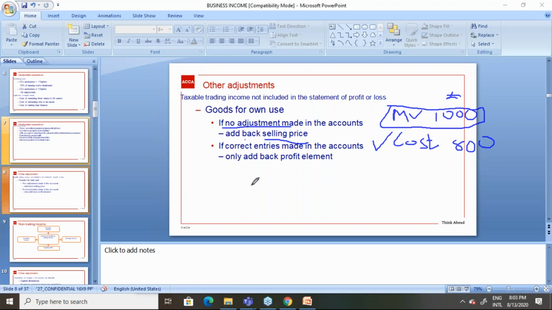But for the purpose of taxation, it is not the cost that we should take into consideration, only the market value. In accounting, you have recorded the cost 800, but for tax purposes, you should take the market value. Since you have already recorded 800, what you should do is take the difference 200 and increase your profit by £200. If the correct entry is made in the accounts, only add back the profit element. The difference between the market value and the cost is the profit, which is £200. So you just add £200 to your tax-adjusted trading profit.